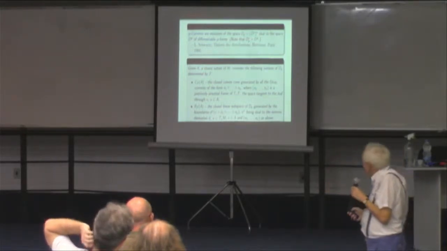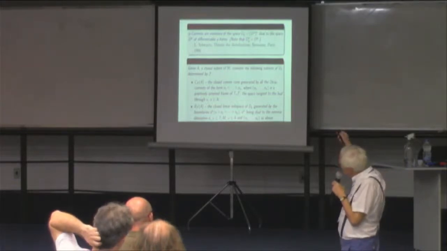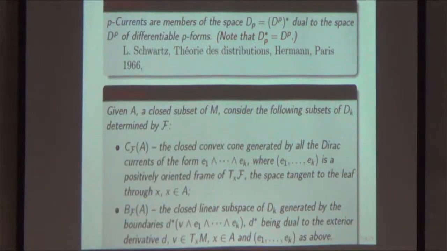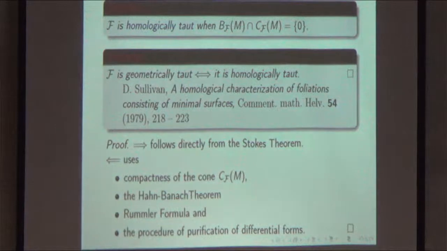Okay, so the first object is a closed convex cone. The second is a closed linear subspace. Both of them live in the space of all k-currents, which is huge. So the definition is the following: a foliation is homologically taut when these two objects, this linear subspace B and the cone C, intersect only at the origin.